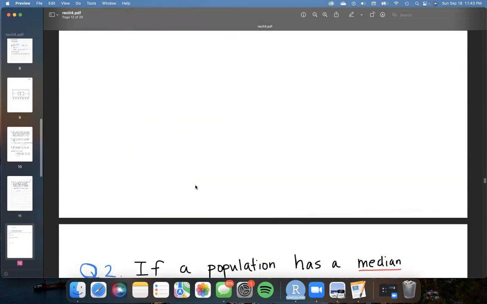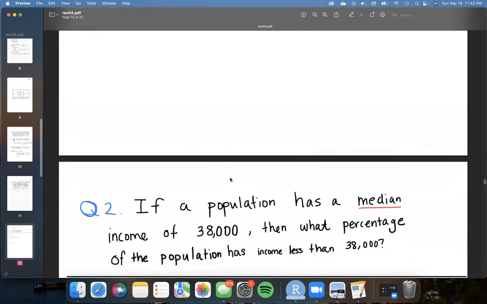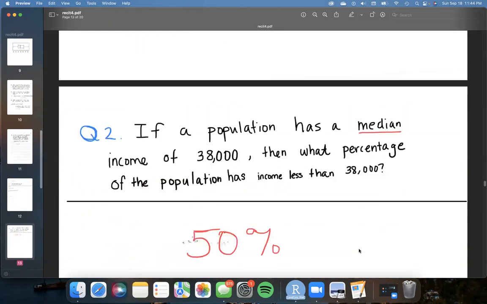Okay, the next question that I had is, if a population has a median income of 38,000, then what percentage of the population has income less than 38,000? So since the median income is 38,000, the median means that half of the data falls under 38,000 and half of the data is larger than 38,000. So the percentage of the population that has income less than 38,000 would be half.